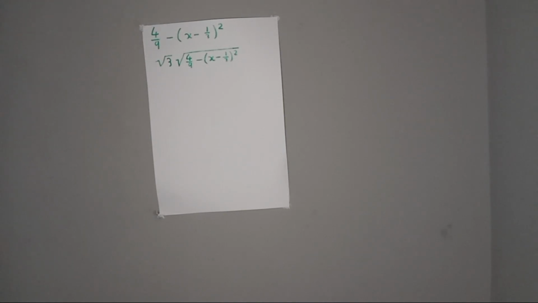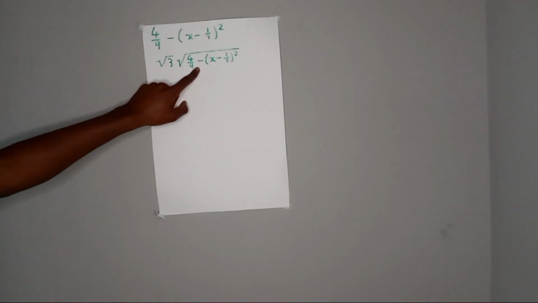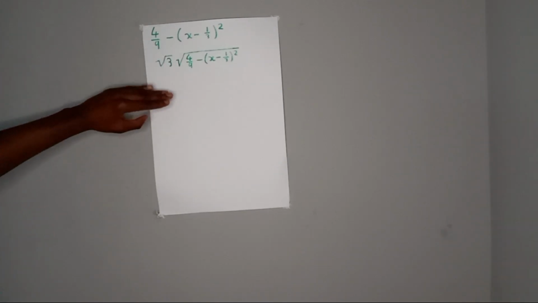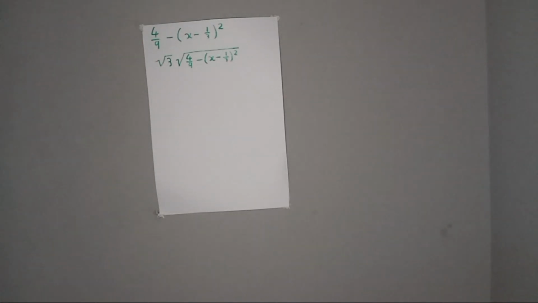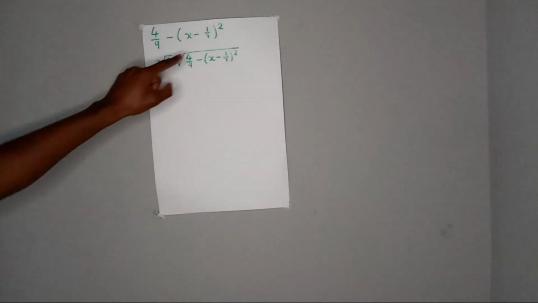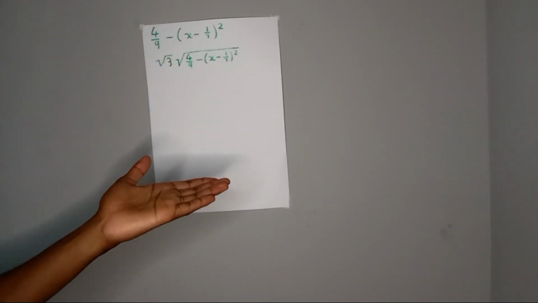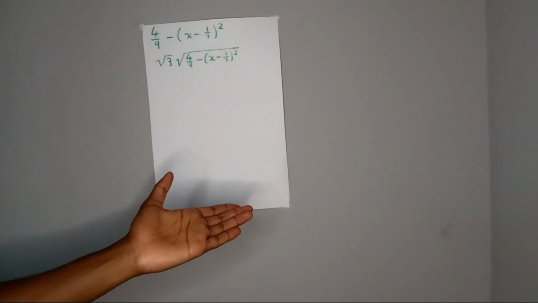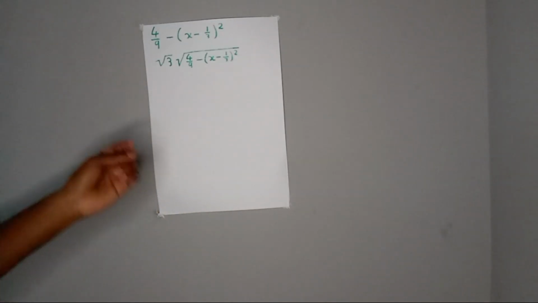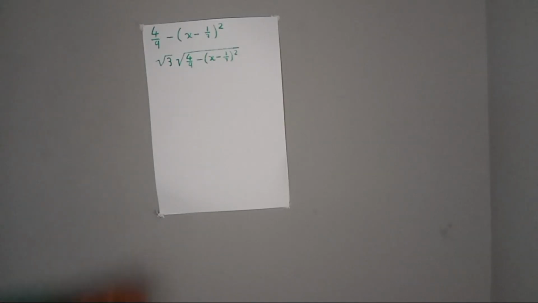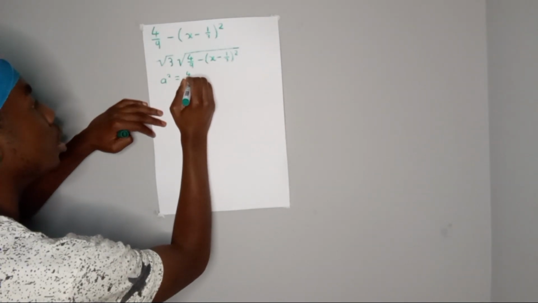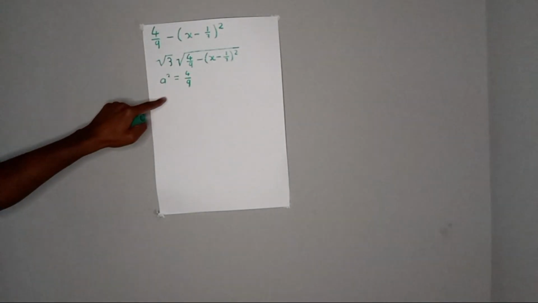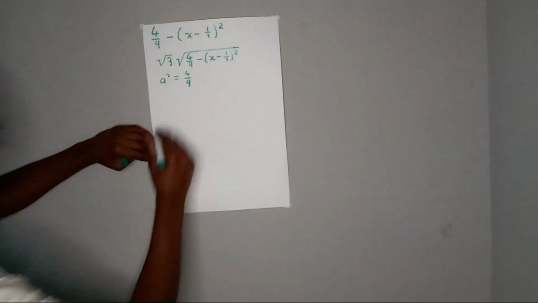Now when you look at this, there are certain rules in your formula sheet that show what you're going to do here. You're going to notice that this matches the formula that's given right here. But now you need to identify your a squared, b squared, and x squared. Your 4 over 9 is going to be your a squared, and when you square root this, that's going to leave us with 2 over 3.